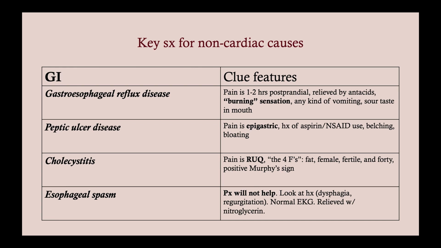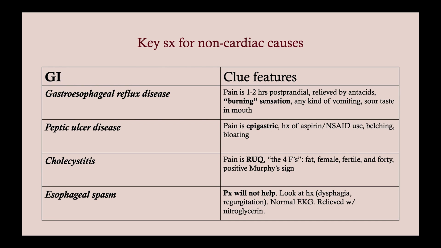Peptic ulcer disease can look a lot like reflux, except they tend to not have vomiting so much, more belching and bloating. And the big one here, a history of aspirin or NSAID use. Both of those things can precipitate ulcers and they can make it worse. The pain in nature and in origin is very similar to reflux. Just look for this history of aspirin or NSAID use.